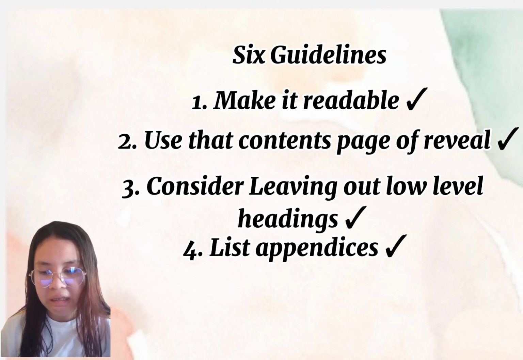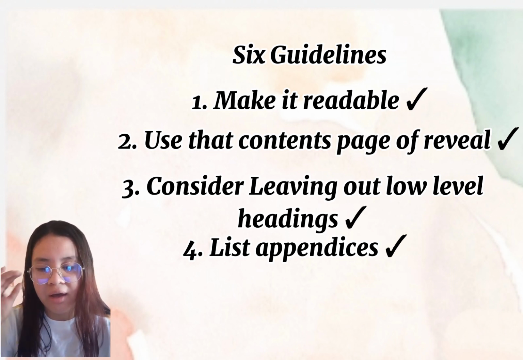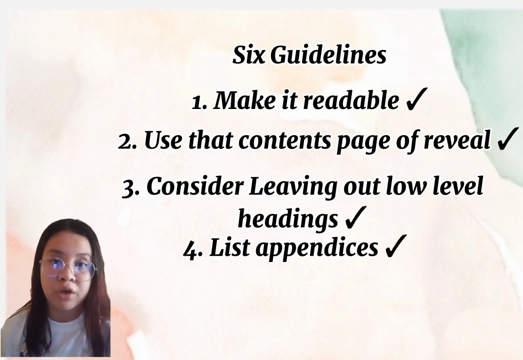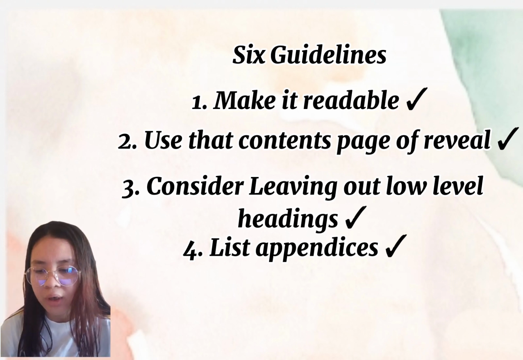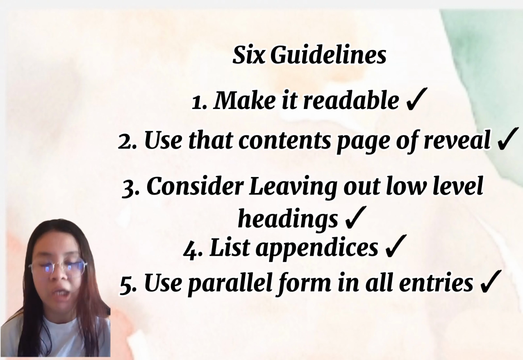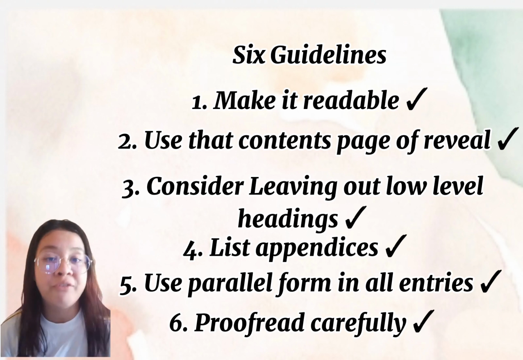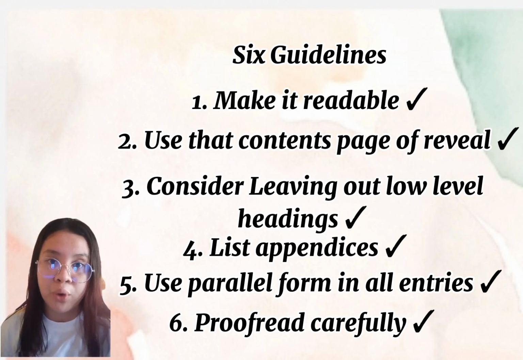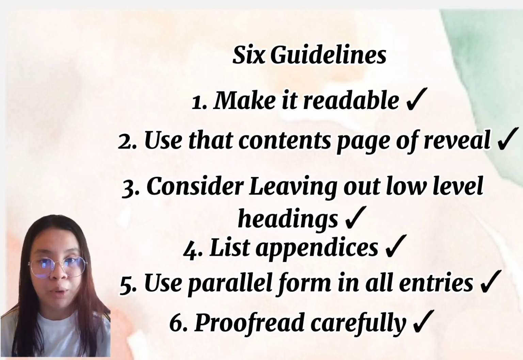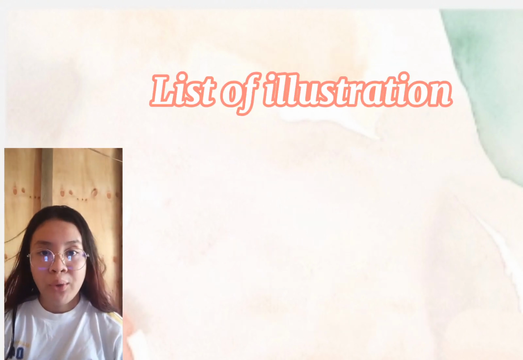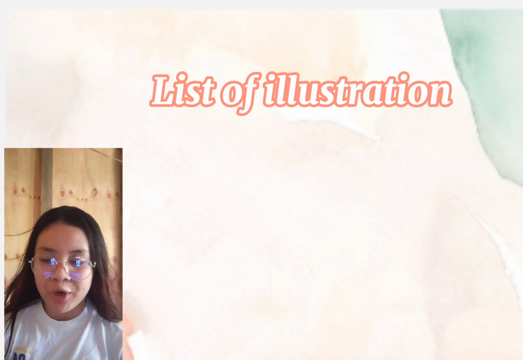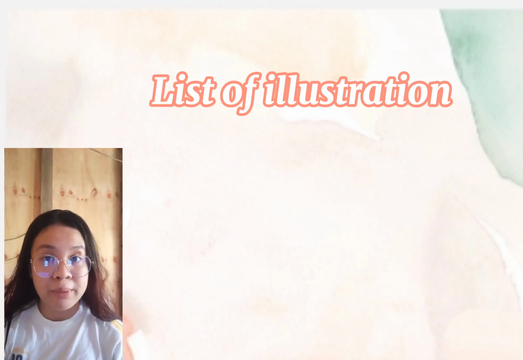List appendices includes the tables of data or the descriptions of procedures. The fifth one is use parallel form in all entries. And the last one is proofread carefully. That's all the guidelines that you are going to use when you make a table of contents. The next one for formal reports is the illustrations or the list of illustrations.